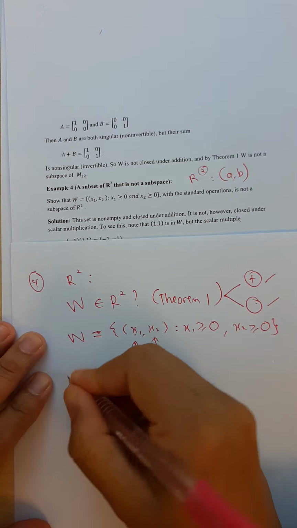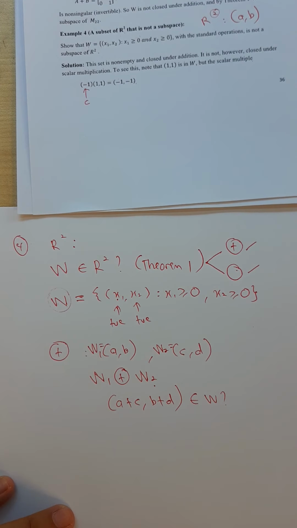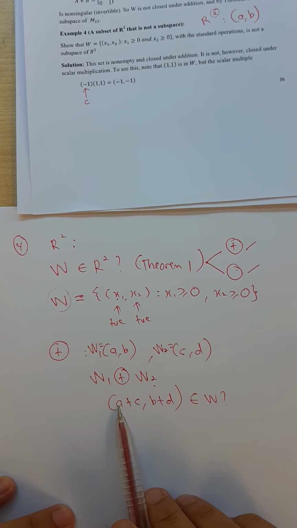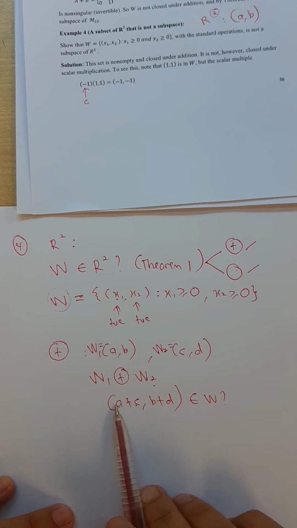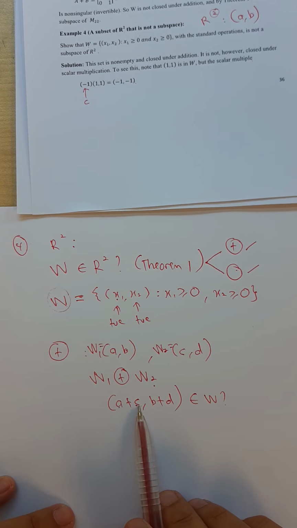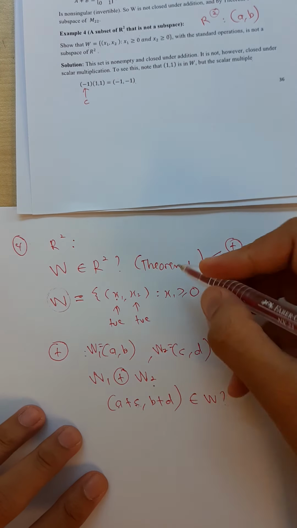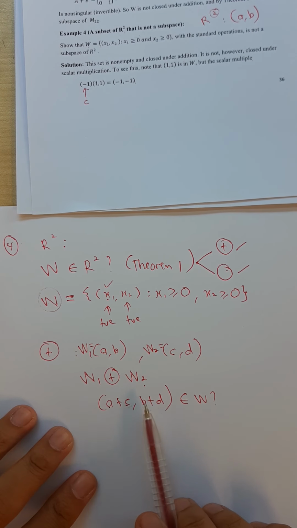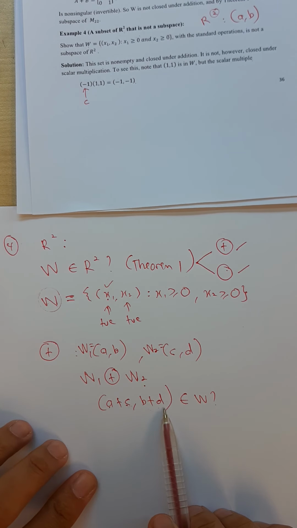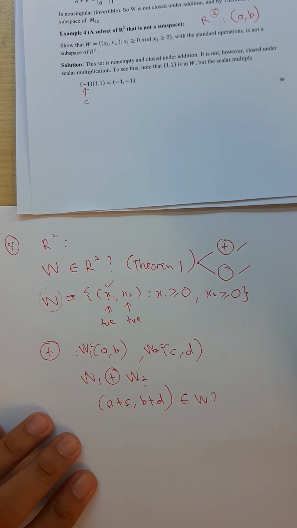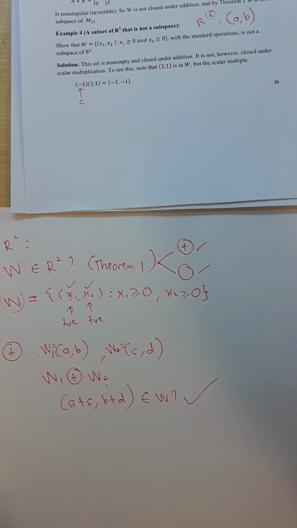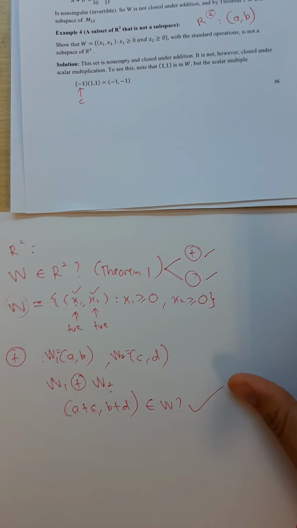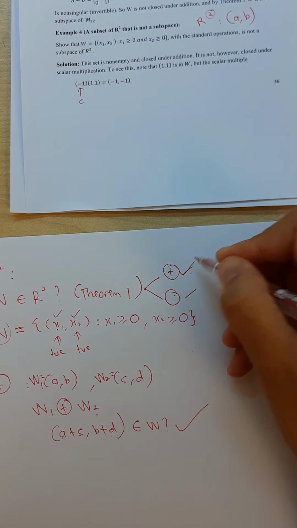Now you have to check if this one here is inside W or not. A is a positive number, C is a positive number. You add two positive numbers. Are you going to still get a positive number? Yes, you are. So this part is satisfied. B is a positive number, D is a positive number, B plus D. You are adding two positive numbers. It's going to still give you another positive number. So this part is satisfied as well. So there's nothing wrong with the addition part. Now this one is satisfied, all good.